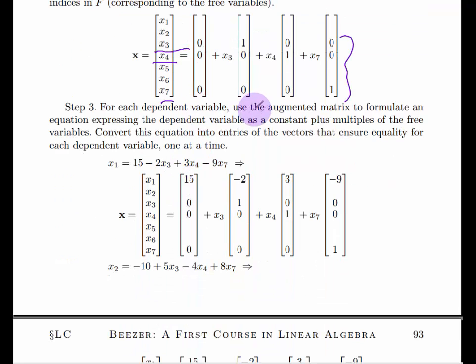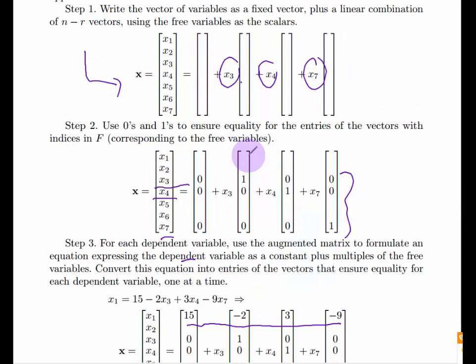Okay. For the dependent variables, we can use the augmented matrix to get an equation expressing the dependent variable as a constant multiple plus multiples. Okay, so look at how this works out. Look at these coefficients here. How do these coefficients relate to the augmented matrix? That's the question. How do these coefficients in the first row relate to the first row of the augmented matrix? Let's go back and see. This one was 15, minus 2, 3, minus 9.